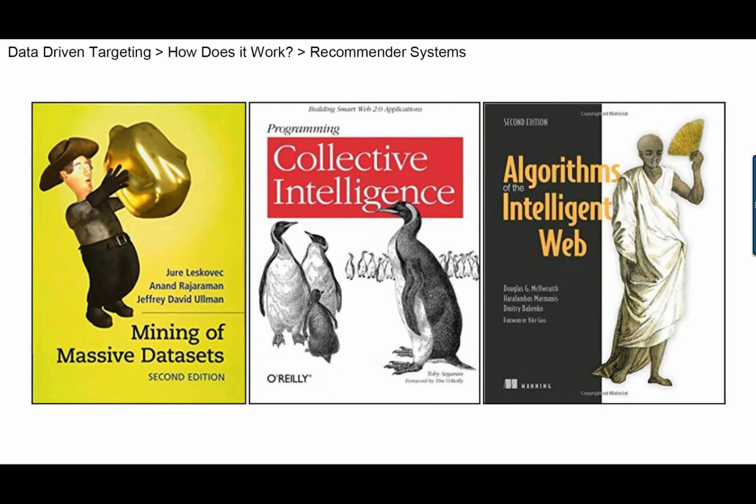None of these books are just on recommender systems. Chapter 9, Chapter 3, Chapter 5 in the 3 books cover recommender systems. Mining of Massive Data Sets is really about the theory and the math. Programming Collective Intelligence and Algorithms of the Intelligent Web focus on Python code with some theory and some math, and they're all excellent starting points.